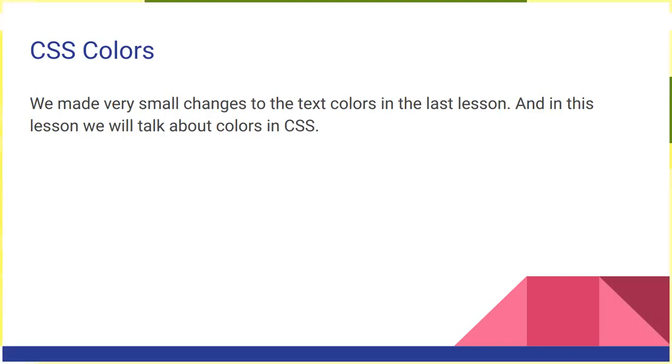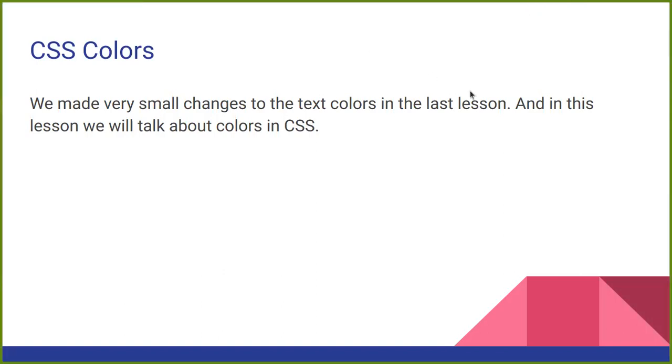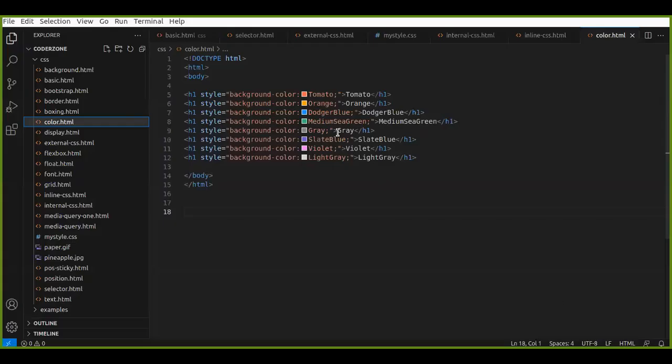Now in this session, I have taken an example of code that I have written: some HTML along with background colors. Here you can see all of the H1 tags with the background color applied as an inline style. It starts with tomato, orange, dodger blue, medium sea green, gray, slate blue, violet, light gray. So all of the colors we can type as text. Let's see those in the front end.